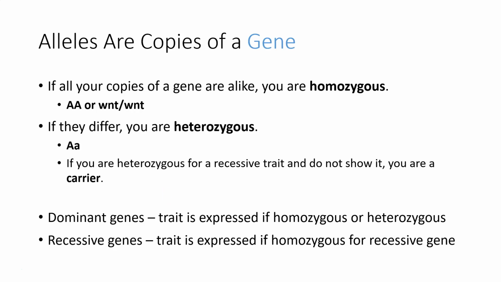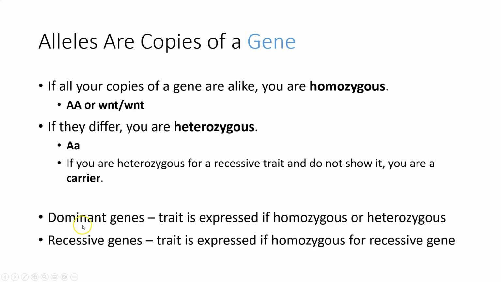And so we all have two copies of a particular gene because we have two chromosomes, pairs of chromosomes. And so these copies of a gene are called alleles. If on a particular gene you have the same allele on each chromosome, you're considered to be homozygous. But if you have two different types of allele of that same gene, you're considered heterozygous.